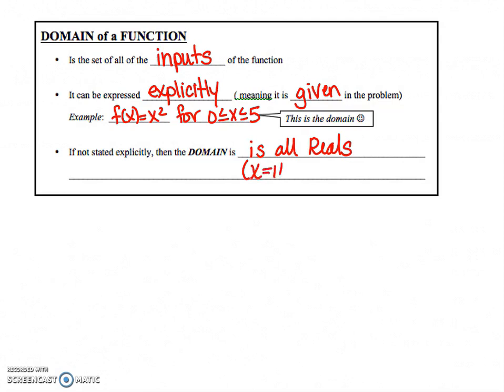So you could either write that as x equals all reals, or you could write it as an interval, right? And you could say negative infinity, comma, positive infinity, because both of those are a way to express all reals.